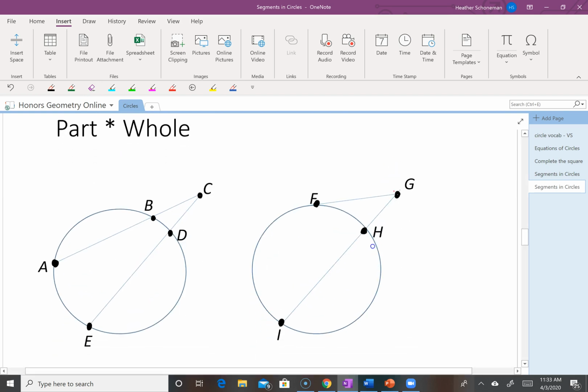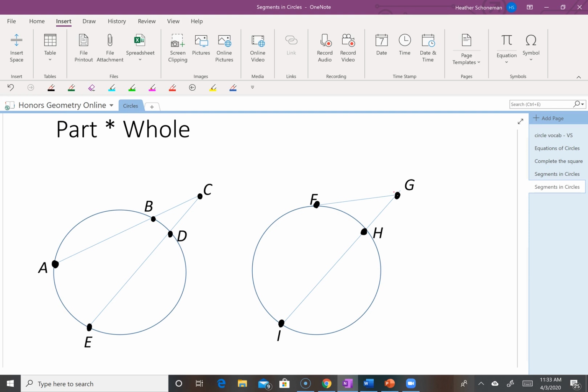Okay, the second option is when you do part times whole. And this is where something is outside the circle. Anytime it's outside the circle, it's part times whole. If you were to look this up in a book, they would tell you it's two different formulas, but I'm going to argue that it's the same thing.